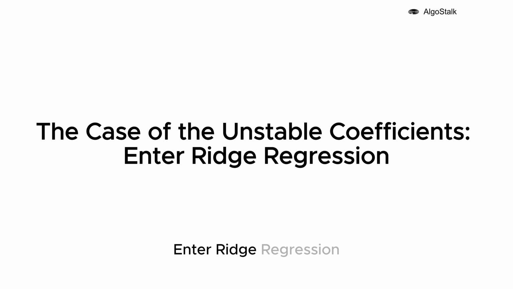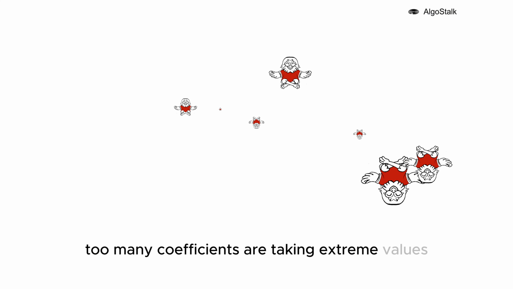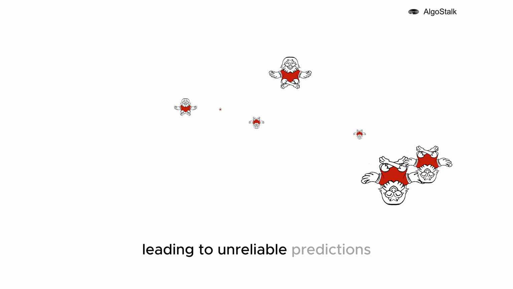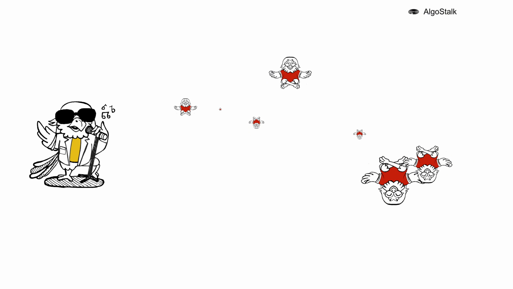The case of the unstable coefficients. Enter Ridge Regression. The detective has been summoned to investigate a case of overfitting. The model is spiraling out of control. Too many coefficients are taking extreme values, leading to unreliable predictions. The detective must tame these wild coefficients before the model collapses under its own complexity. Enter Ridge Regression, a method known for shrinking coefficients, allowing the detective to regain control over the situation.